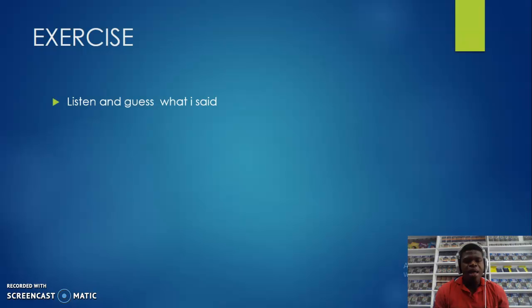All right, now the first exercise. Listening, guess what I say. I have a lot of cousins. I have a lot of cousins. I have a lot of cousins. What did I say? Yeah, you got it. I have a lot of cousins. That's great. Consonant and vowel blending.